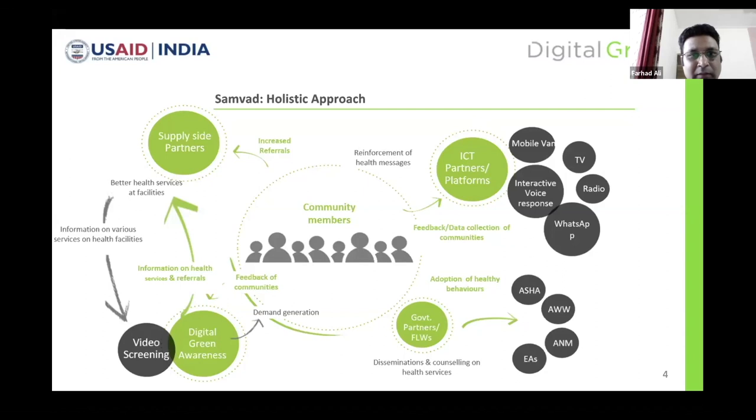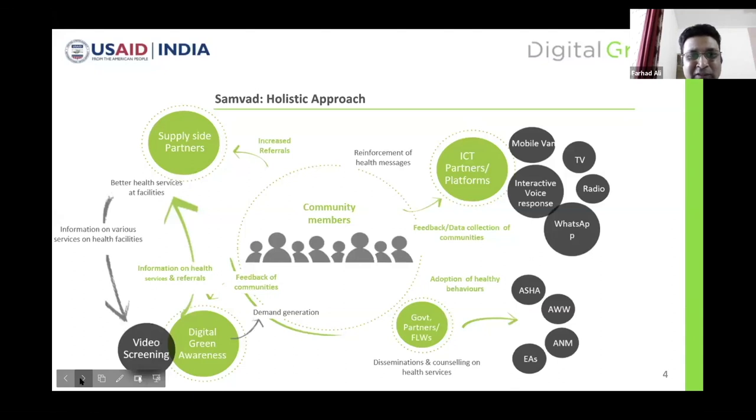So this slide gives a holistic idea about the Samvad approach that we have adopted. In the Samvad approach, the community remains at the center of the intervention, as you can see. And we collect data and feedback from the community that we use to produce local and area-specific content. This content is disseminated in the form of a video using different ICT platforms that you can see on this slide on the right-hand side. The frontline workers are engaged in this process for the dissemination of these videos.